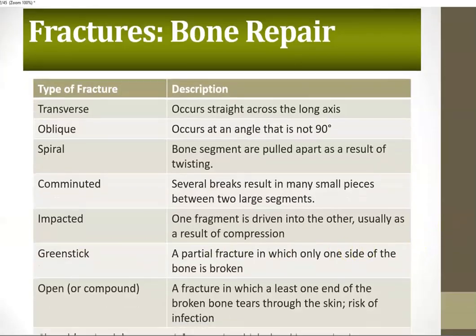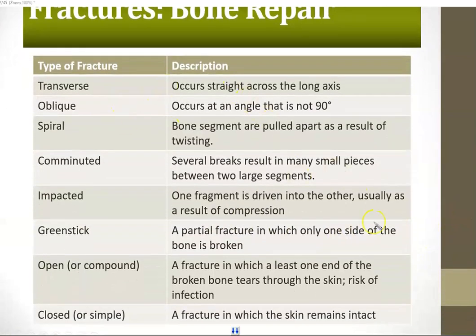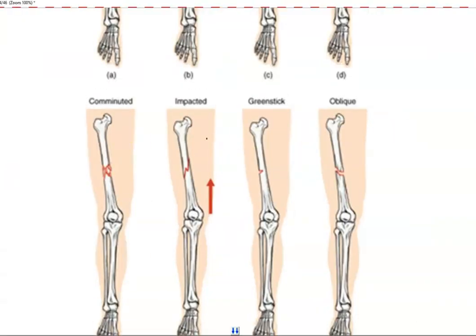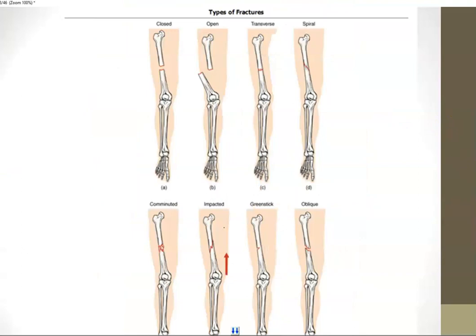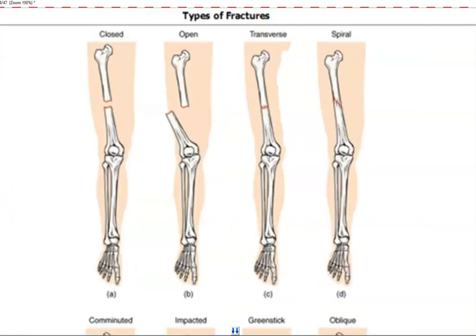And then this little chart here just gives a really nice overview of all of the fractures. All right, so let's look. I think these are similar to the pictures that I use on your test, so you should have these pictures on the handout that I gave you. Closed is not breaking through the skin. Open would be breaking through the skin.